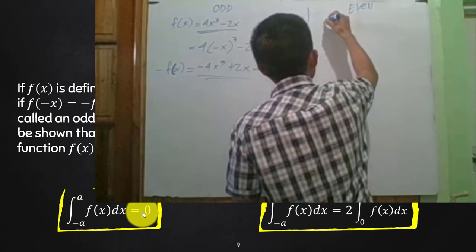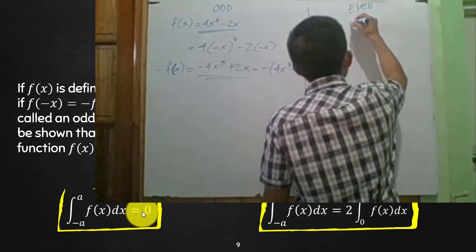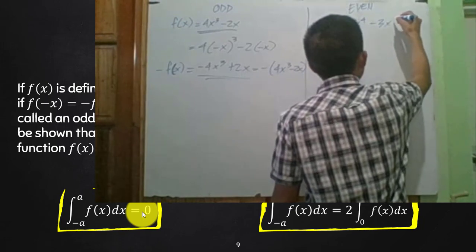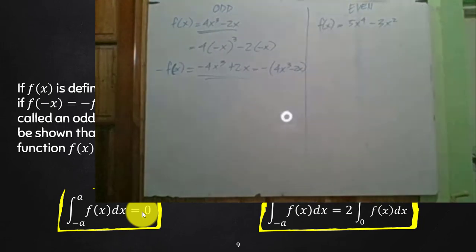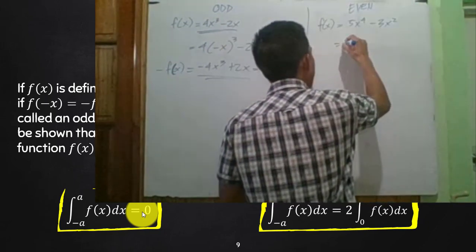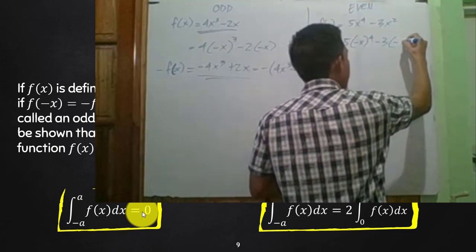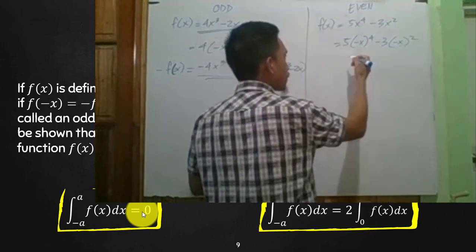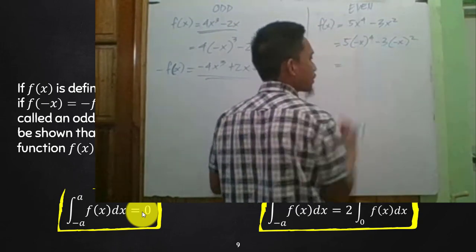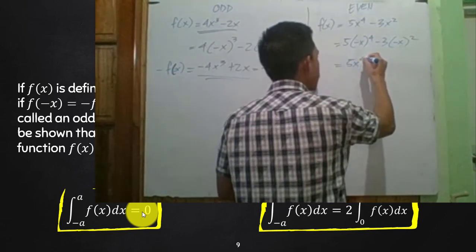For example, f of x is equal to 5x to the 4th minus 3x squared. Let's try again to check if this is odd or even by making your x a negative. So this is 5 times negative x raised to 4, and minus 3 times negative x squared. If I do that, negative raised to 4 is still positive, so that is still 5x to the 4th, which is positive.